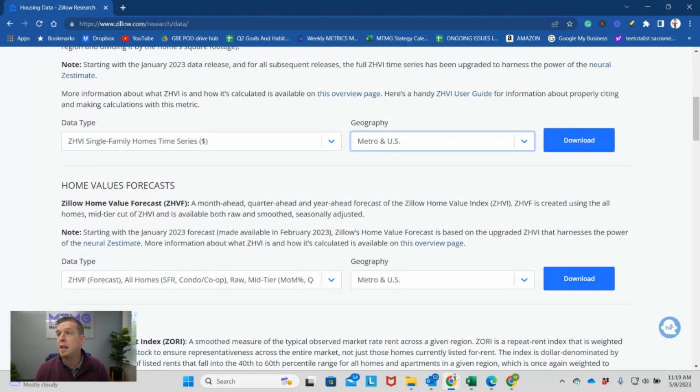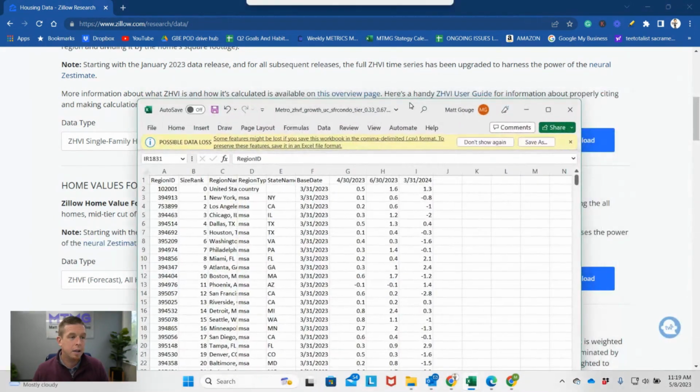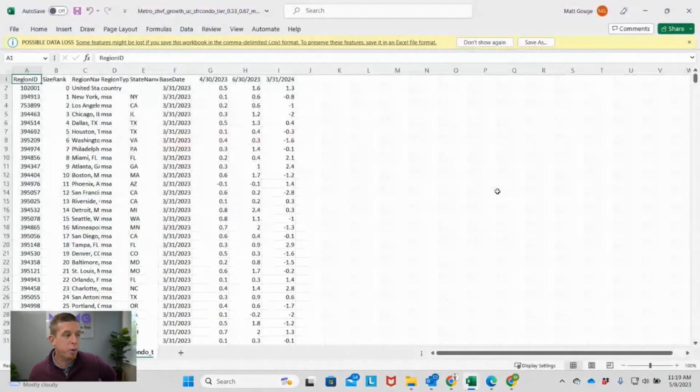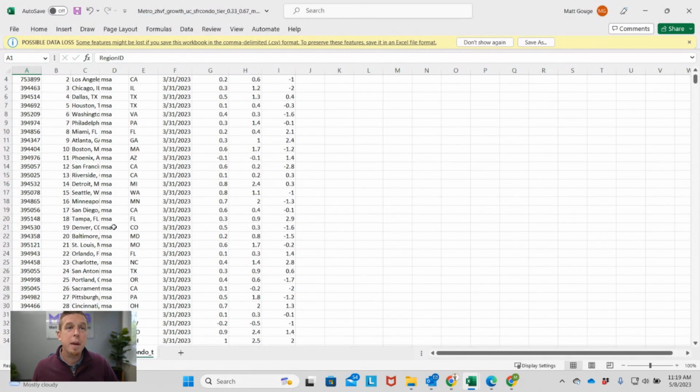Let me see if I can find it. I think I have it here. I pulled it for all the US major metros, and here's what we got. You can go through and pull this yourself. You can look at New York, Los Angeles, Chicago. I'm in Sacramento, so let's go down to number 26, Sacramento.